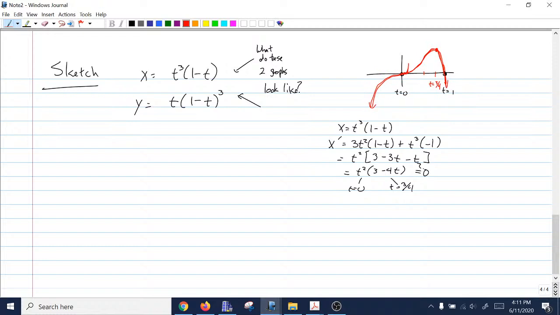My graph of x looks like that. What's my y graph look like? Again, it equals 0 at 0 and 1. My formula is y equals t times (1 minus t) cubed. I can take the derivative and get derivative of the first, leave the second part alone, plus leave the first part alone, derivative of the second.